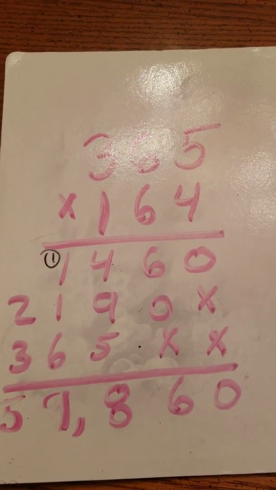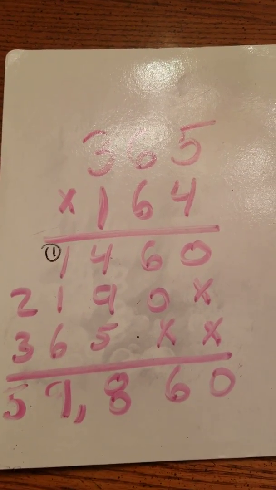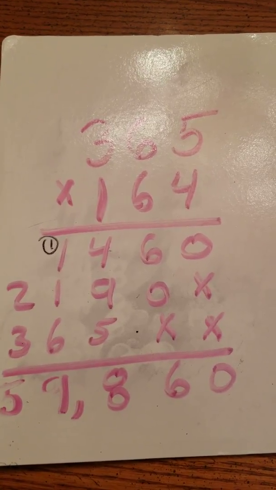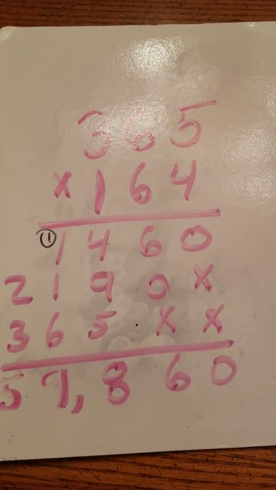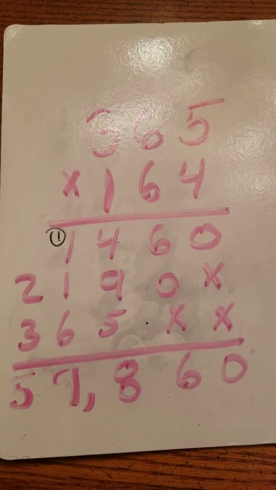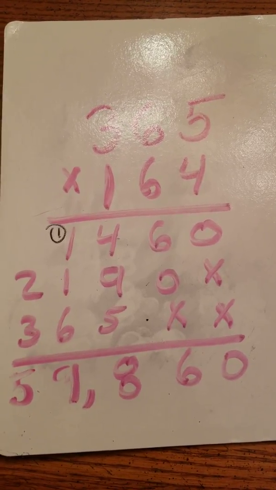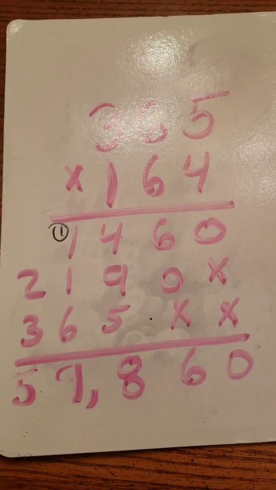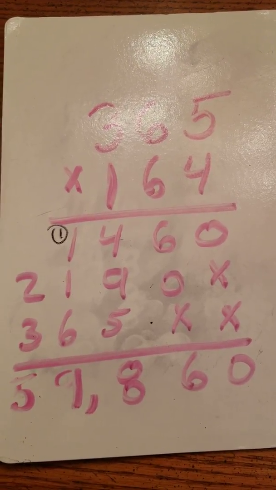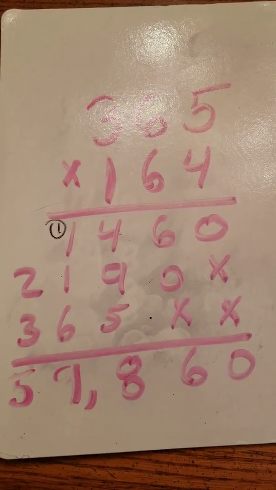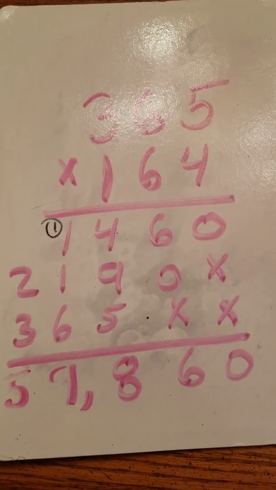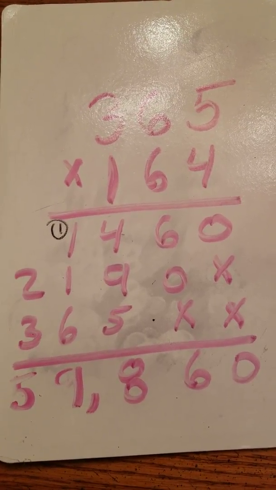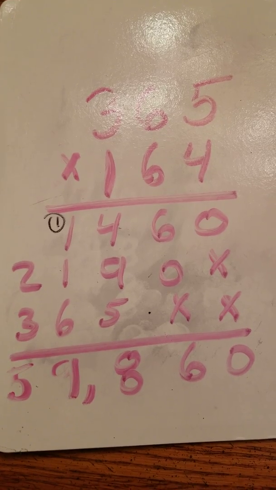Number 12, I'm not going to spend a lot of time on. We did this in class, but you take the 365 days times 164 stairs. That first row, which is your ones column, is 1,460. Your second row, which is your tens column, is 21,900. Your third row, which is the hundreds column, is 36,500. When you add them up, you get 59,860 stairs.